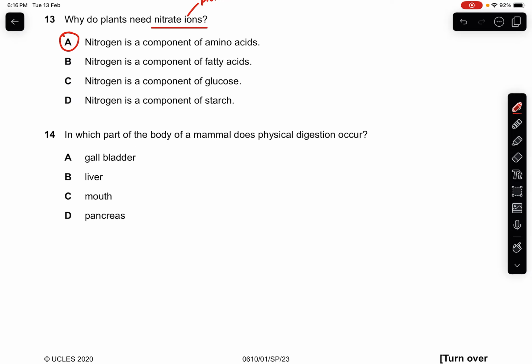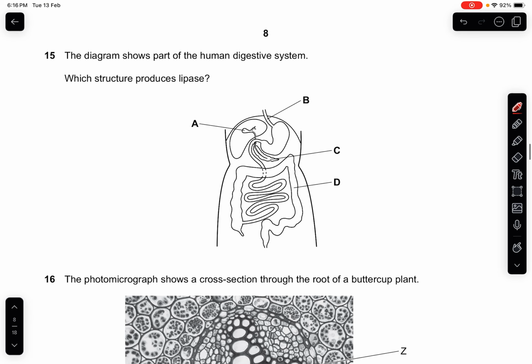Question 14. In which part of the body does a mammal do its physical digestion? So physical digestion is always in the mouth before it enters the esophagus. So the answer for this question would be C. Question 15. The diagram shows part of the human digestive system. Which structure produces lipase? Okay, lipase is the one that helps to break down fats into fatty acids and glycerol. So the correct answer for this is the pancreas, which is shown here.